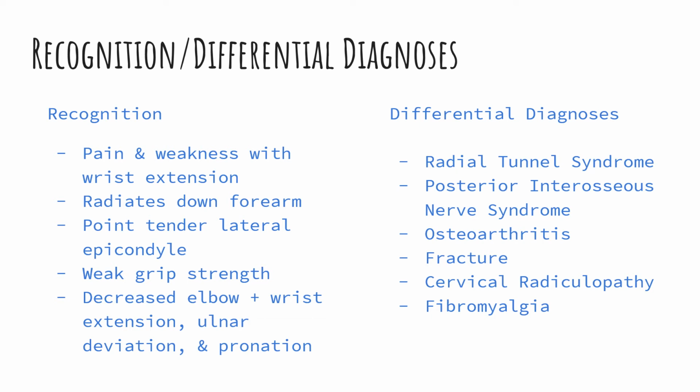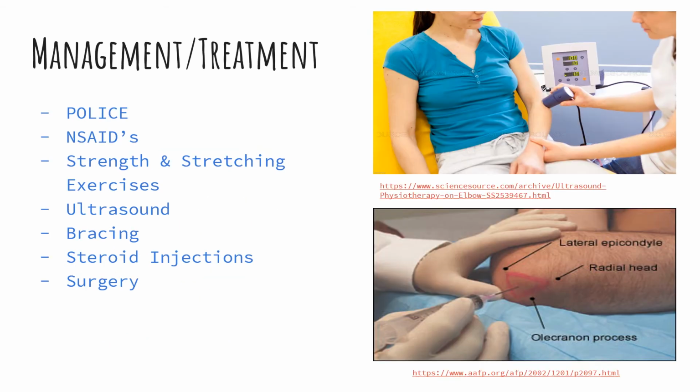Osteoarthritis, which is wearing down of the flexible tissue at the ends of bones. Fractures, cervical radiculopathy, which is the disease of a cervical nerve root, and fibromyalgia, which is widespread muscle pain and tenderness. To manage and treat tennis elbow, PRICE, NSAIDs, physical therapy, ultrasound, bracing, steroid injections, and possible surgery are used.